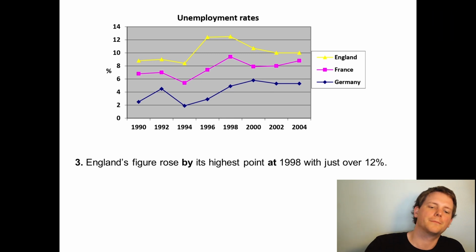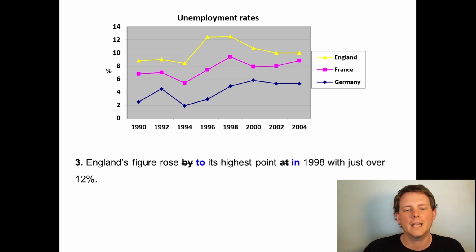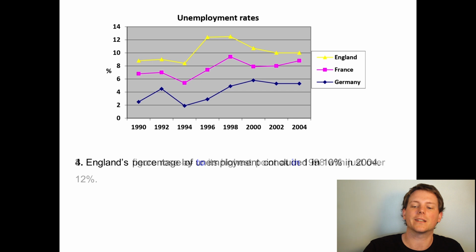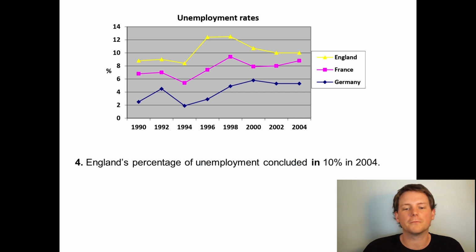Okay, here we go. England's figure rose to its highest point in 1998 with just over 12%. Rose to its highest point in 1998. Sure, that's like the from and to. It's describing the action before it and what the result is. The result is the highest point. In 1998, it's a year, so use the preposition in. That's all. Number 4.